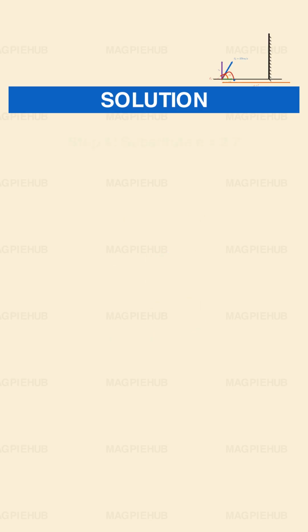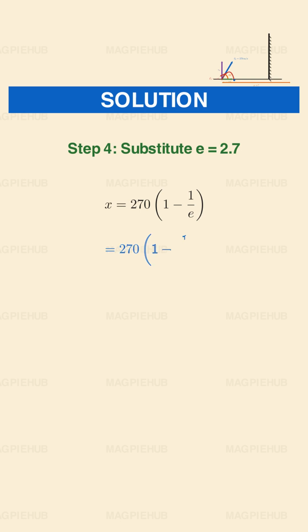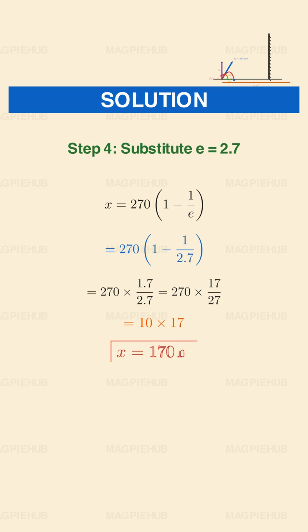Now we substitute e equals 0.7 as given. x equals 270 times 1 minus 1 over 2.7, which is 270 times 1.7 over 2.7. Simplifying, 1.7 over 2.7 equals 17 over 27. So x equals 270 times 17 over 27, which simplifies to 10 times 17, giving us 170 meters. The answer is approximately 170 meters, which falls within the accepted range of 167 to 171.